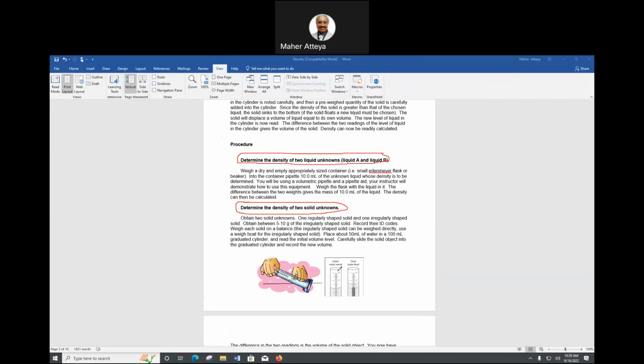So here it is, and the water will go up by a few milliliters. The final reading minus the initial reading of the level of H2O will give you the volume of these shots.